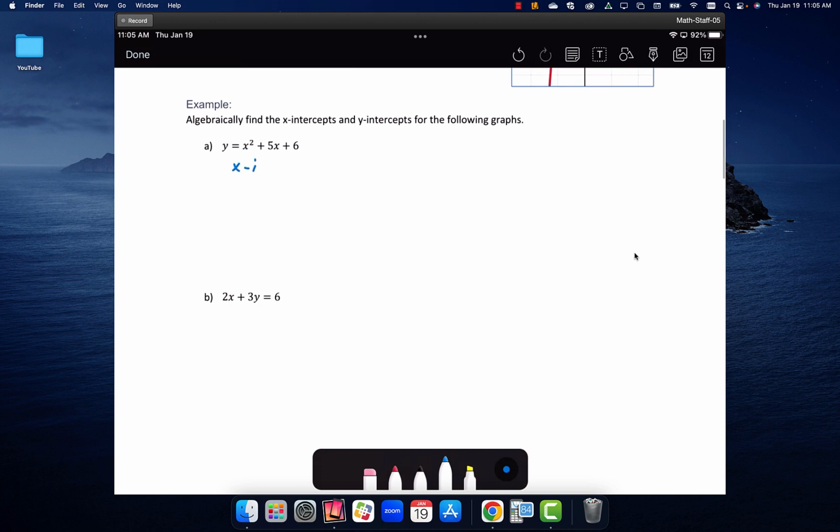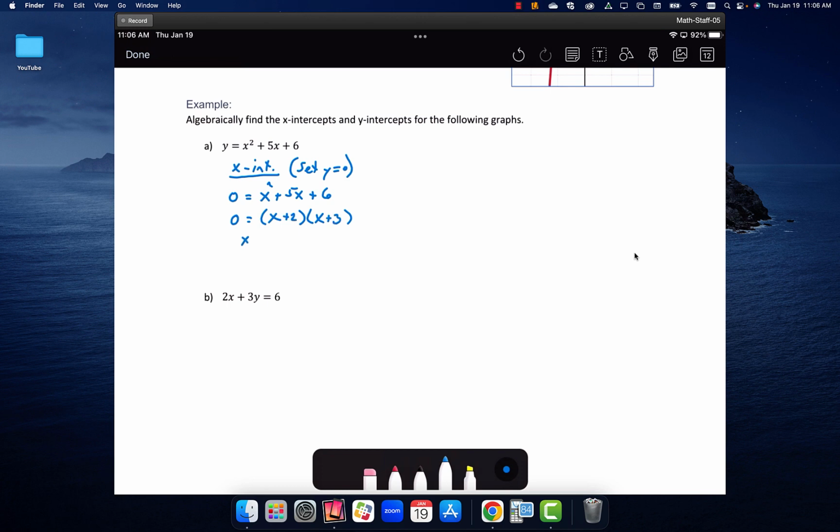We'll start with the x-intercept, and remember, anytime you're finding an x-intercept, we're going to make y 0. So we're going to set y equal to 0. Y equals x squared plus 5x plus 6. And then we want to solve for x. This is a quadratic, so we'll factor. We need 2 numbers that multiply to 6 and add to 5. That is 2 and 3.